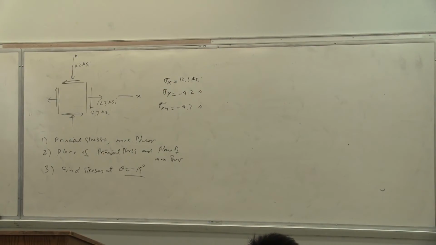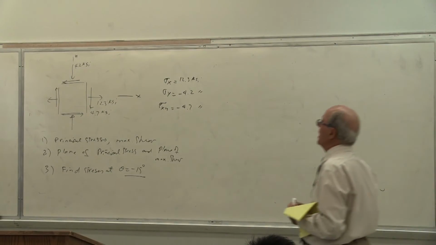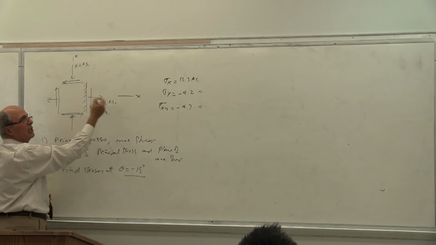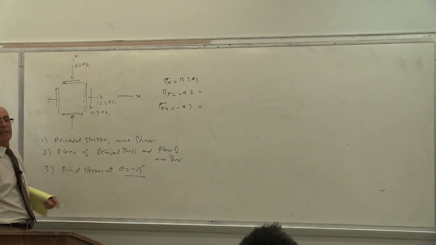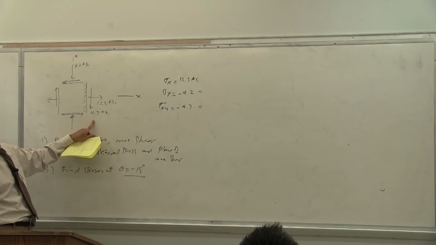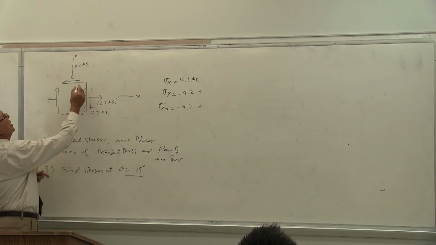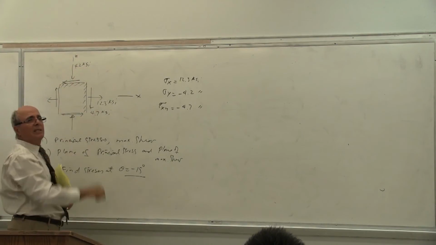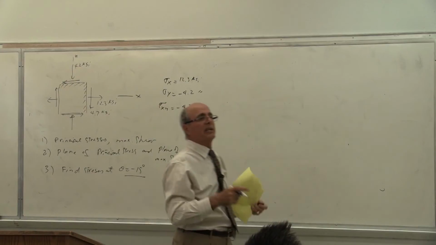Now, graphically, this is sigma, this is tau, this is positive tau, this is negative tau, this is positive sigma, this is negative sigma. This is tension and compression. Now, we have two planes here. This is the idea. This plane is perpendicular to the x. It has a normal stress and a shear stress. This plane is perpendicular to y, it has a normal stress and shear stress. Those are on the circle, yes or no?